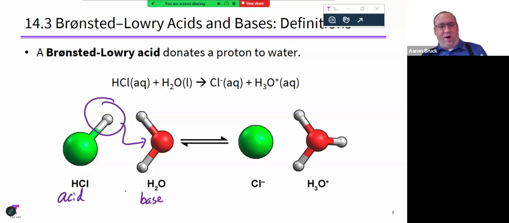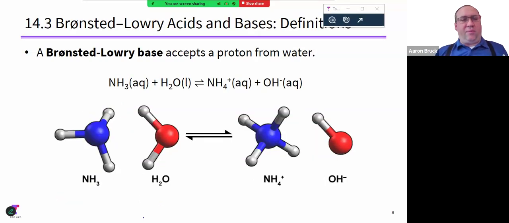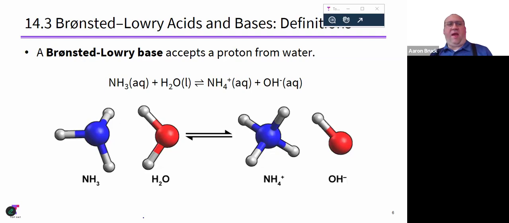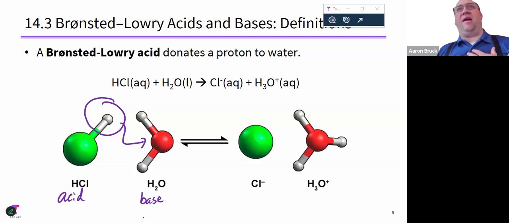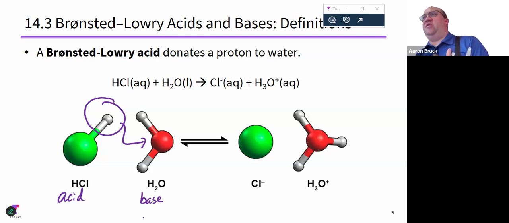And the reason we can identify the water as a base is because under the Bronsted-Lowry definition, a Bronsted-Lowry base is one that accepts the proton. So every acid-base reaction under the Bronsted-Lowry definition has an acid and base. The acid gives the proton, the base accepts the proton. And so I don't need a hydroxide or a hydrogen necessarily to have acidic or basic behavior. I just need to have the ability to maneuver a proton from one side to the other.